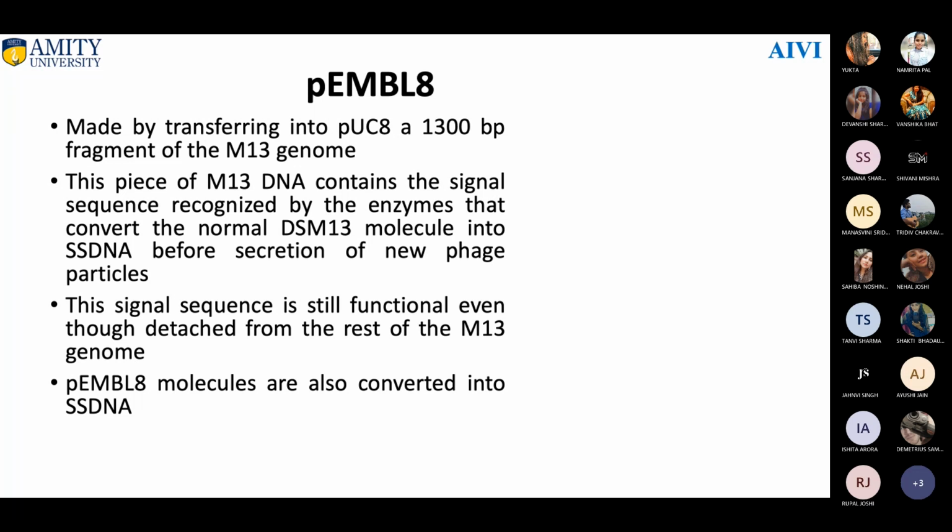So the main aim of having this M13 region is that it is going to produce single-stranded DNA. When you want to yield single-stranded DNA, you need this property of M13. This single sequence is still functional even though it is detached from the rest of the M13 genome. You have removed the other parts of the M13 genome that you required for other purposes. The name of this vector is EMBL8. EMBL is the European Molecular Biology Laboratory, so this vector was designed by EMBL, and that's why we call it EMBL8.